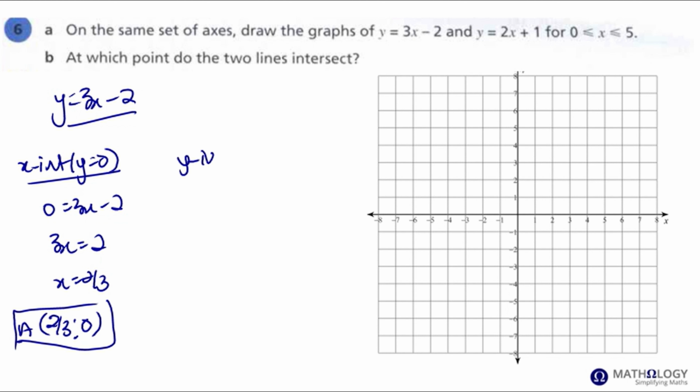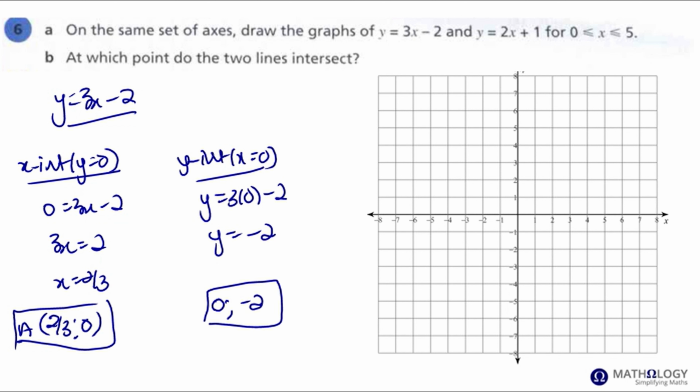Then the y-intercept, x equals 0. So y equals 3 times 0 minus 2, y equals minus 2. Points are always listed with the x coordinate first, which is 0. We chose 0 here, and then minus 2 is the y coordinate. We're going to call this point B. Now we're just going to plot these 2 points and put a straight line through them.